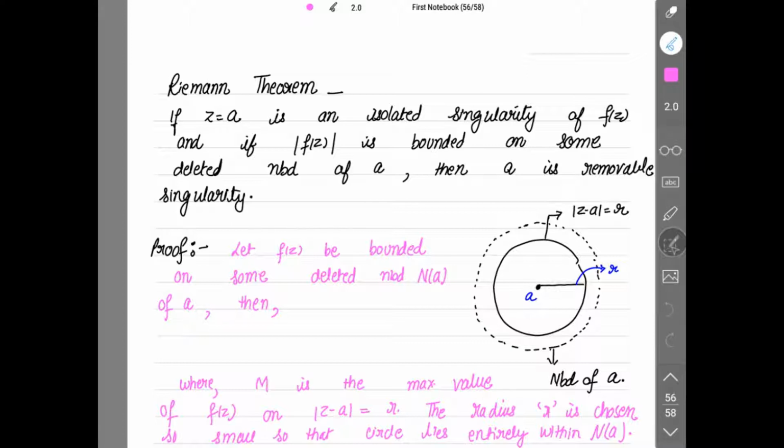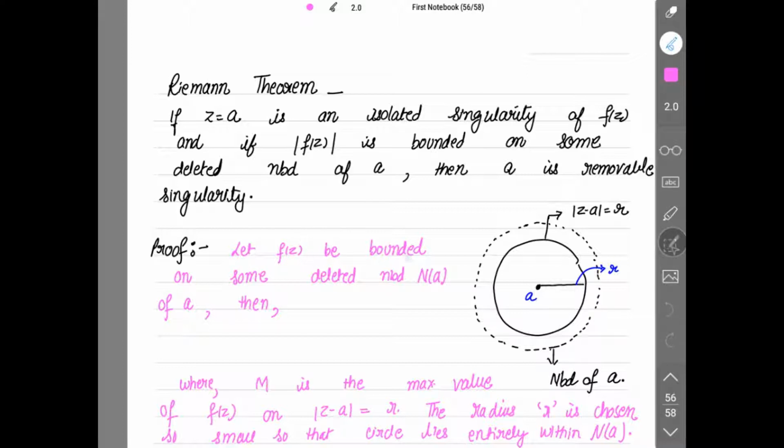So what is given to us is that I have an isolated singularity at z equal to a, and also mod of the function is bounded on some deleted neighborhood of a. Suppose I have taken a point a, then this dotted circle is the neighborhood of a. I have made a small circle inside this neighborhood, mod z minus a equal to r, having radius r, and I have taken the radius so small that the circle is entirely contained in the neighborhood of a.